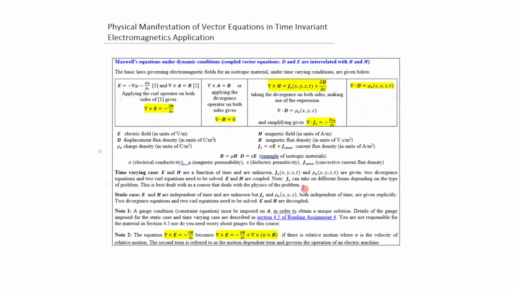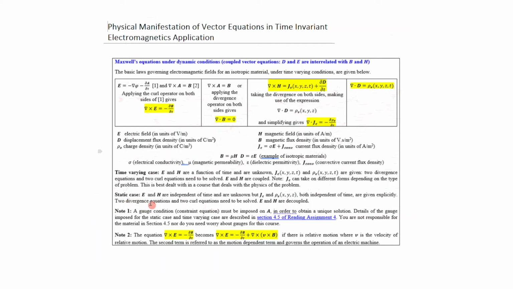Okay, note J_e can take on different forms depending on the type of problem. We just discussed this briefly when we discussed this term here. And as I said, this is best dealt with in a course that deals with the physics of the problem. All right, the case that will be interesting is the static case, for the purpose of doing problems involving the divergence theorem and Stokes' theorem.